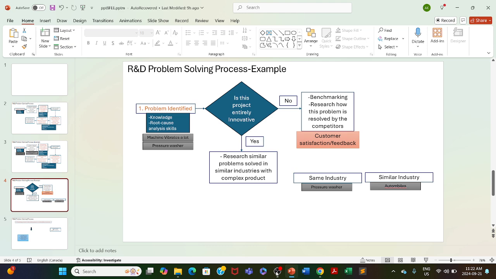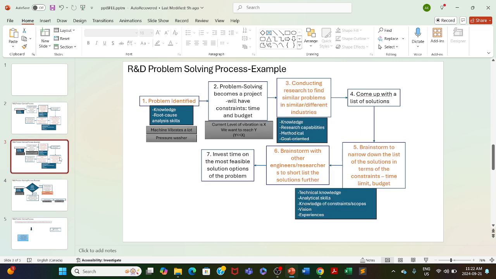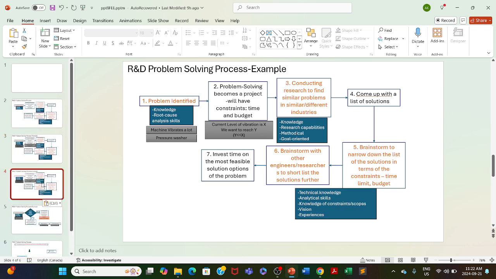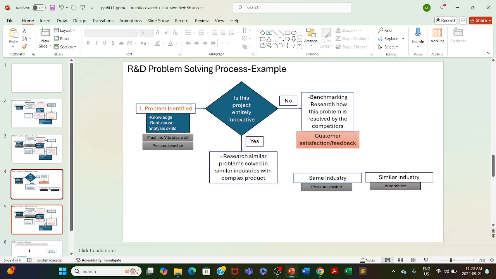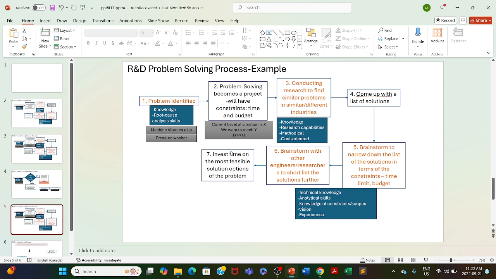So during the last lecture, we learned about the assessment of innovation in a project, and based on how much innovation that project has, we go different ways. So this actually involves these two processes: the project problem identified, and conducting research on similar problems in the same or different industries.